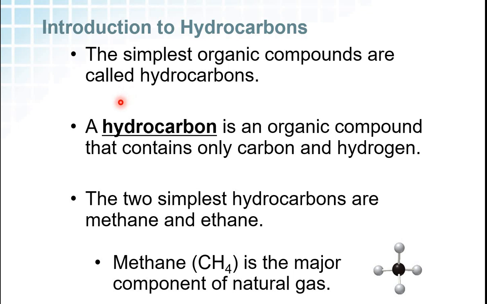The simplest organic compounds are called hydrocarbons. From the name, hydro meaning hydrogen and carbon meaning carbon. So a hydrocarbon is an organic compound that contains only carbon and hydrogen. The two simplest hydrocarbons are methane and ethane. Methane is the major component of natural gas, CH4. It contains 1 carbon atom and 4 hydrogen atoms, as we see.